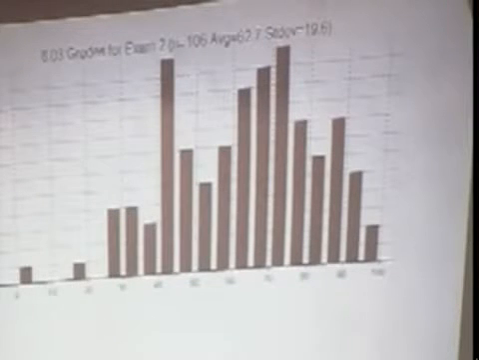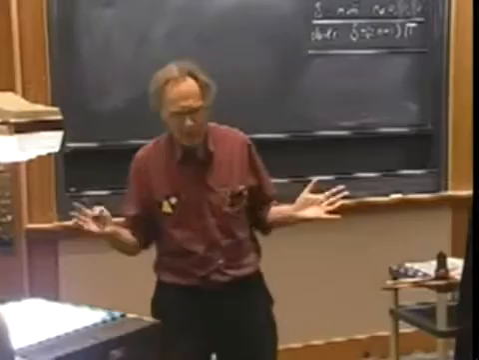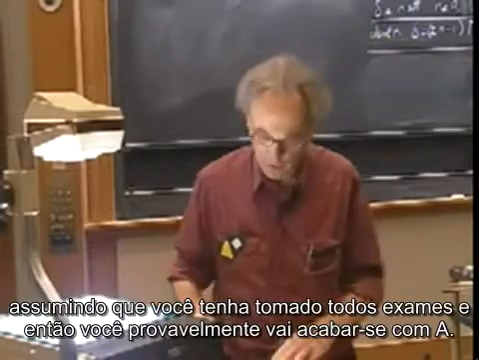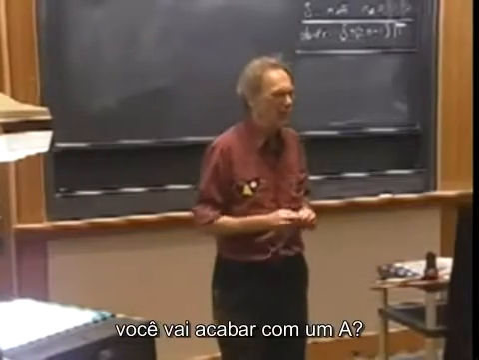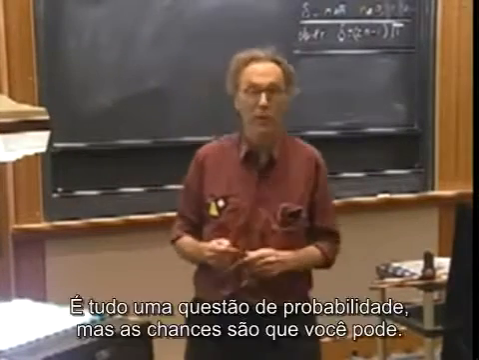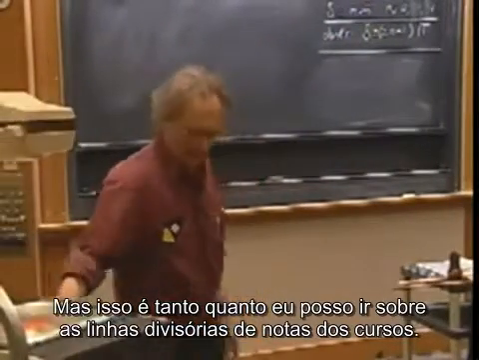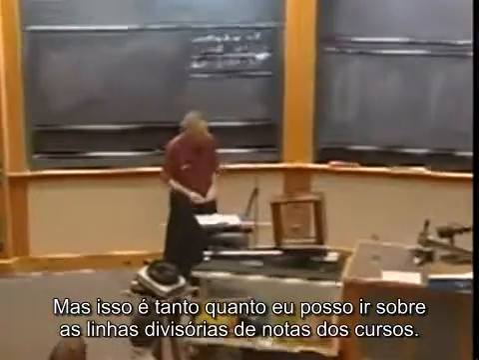Now that doesn't mean that you will fail the course. It's just a matter of probability. I would say it's high. And then those of you who are dying to know whether they're going to get an A, all I can say is that if your cumulative now is more than 45, assuming that you've taken all exams, then you will probably end up with an A. Will you end up with an A? I do not know. It's all a matter of probability, but the chances are you may. So that's as far as I can go regarding the dividing lines of course grades.